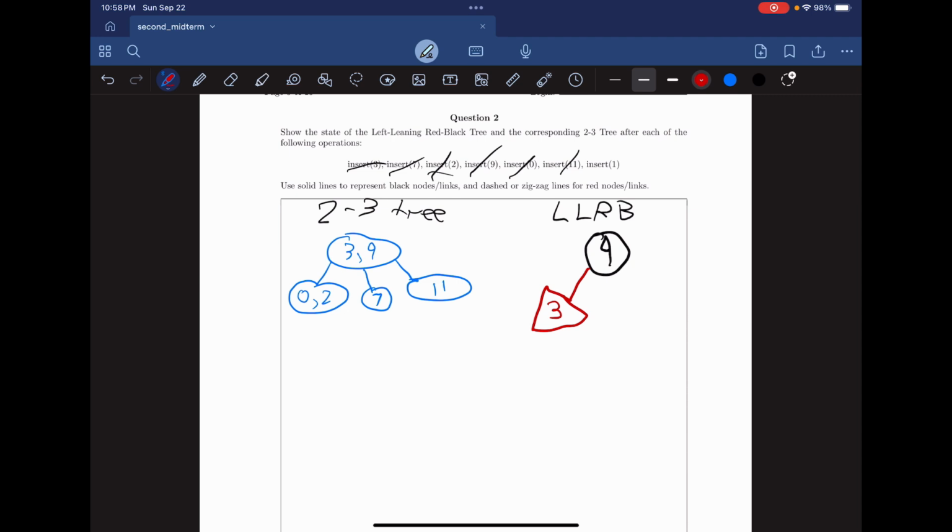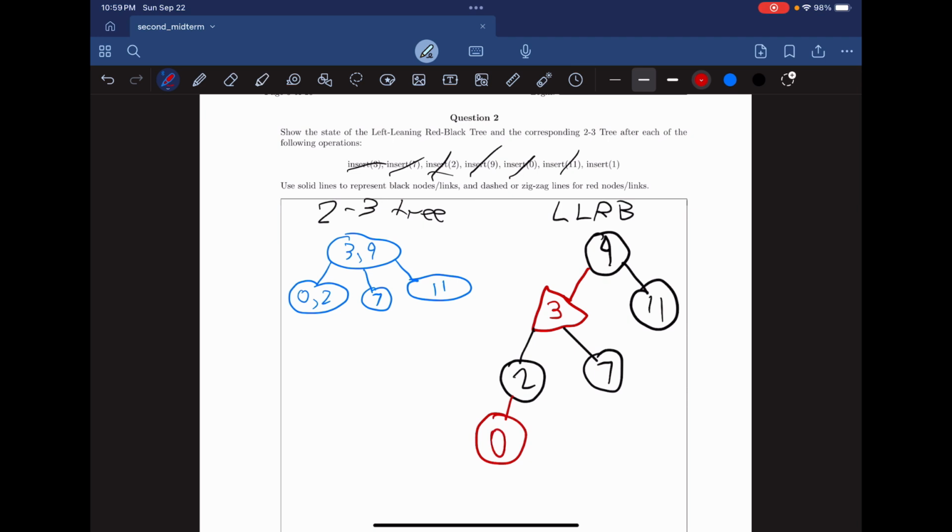And so now the way that we're going to set the rest of these up is that we're going to have the 11 be the right child of the 9. The 11 is going to be black because it's by itself. The 7, this is a more tricky one here. The 7 is going to be the right child of the 3. And the reason for that I will show in just one second. And then we've got the 2 that's the left child of the 3, and the 0 is going to be the red child of that.